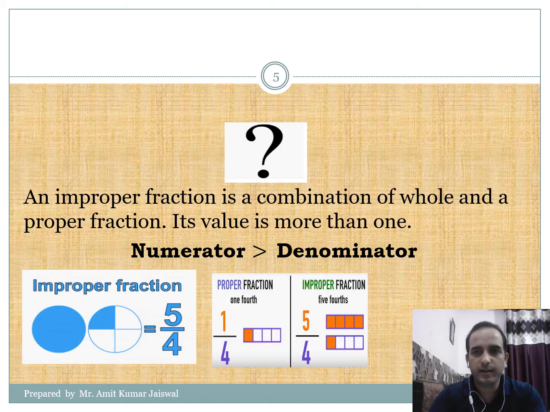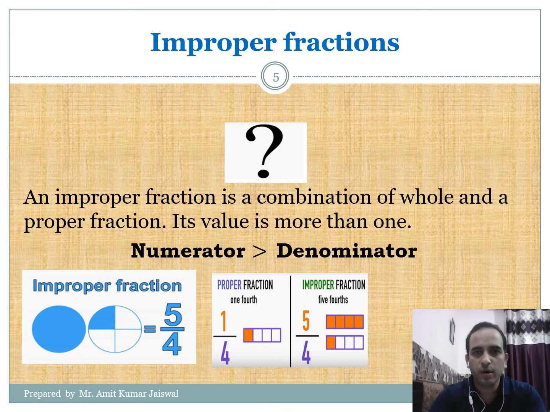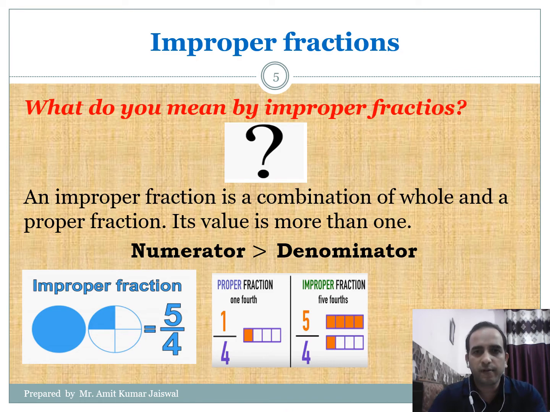Now we have next the improper fraction. What does it mean, improper fractions? An improper fraction is a combination of a whole and a proper fraction and its value is more than 1. So whenever a numerator is greater than denominator, we call such fraction the improper fraction. And you can see the example here. We have improper fraction 5 upon 4. So here we have this circle as a whole. So whole circle and 1/4 taken together.